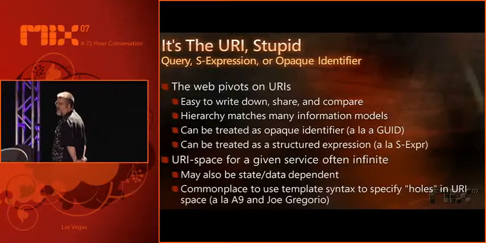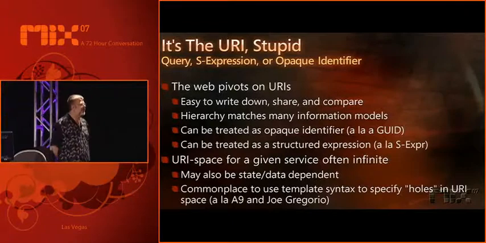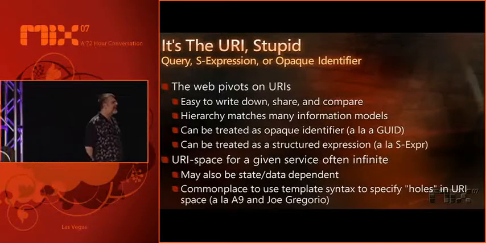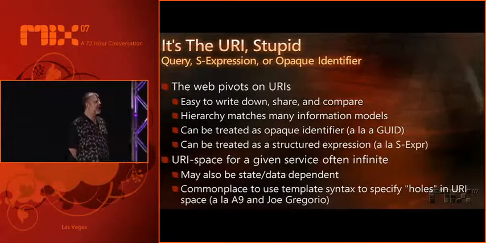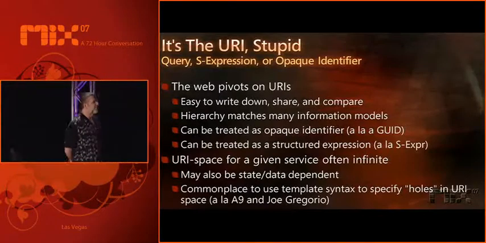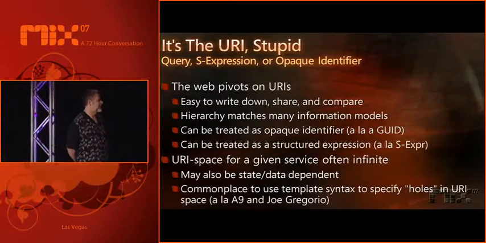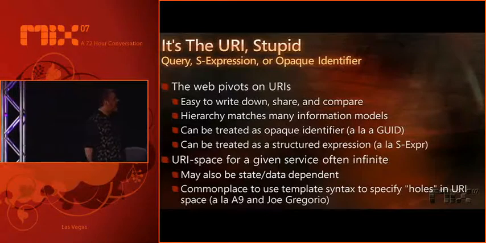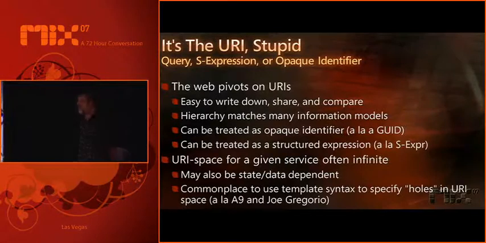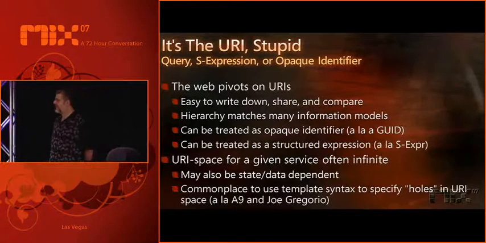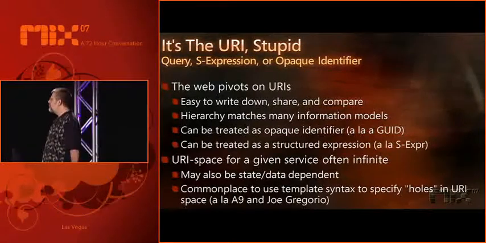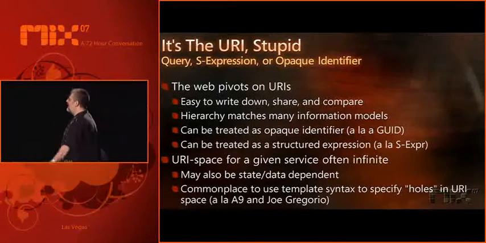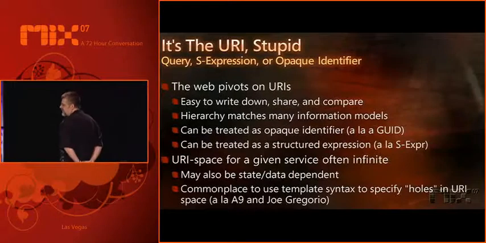The web pivots on URIs. Why? Because they're easy to write down, they're easy to share, and they're relatively easy to compare, and we'll see why comparison of URIs is an important thing in the next little section. The hierarchical nature of URIs matches many, but not all, information models. And there's really two ways to think of URIs. Well, there's many ways, but there's two fundamental ways we'll look at in this talk.